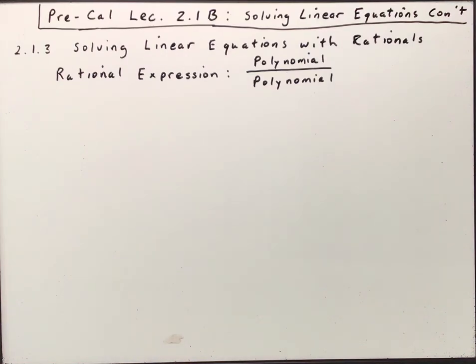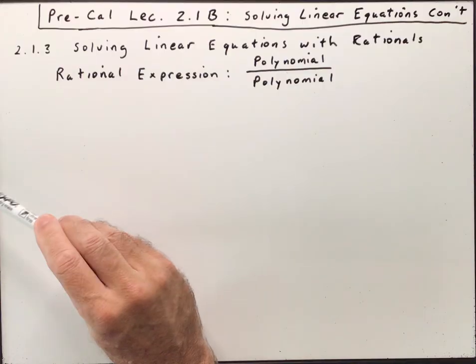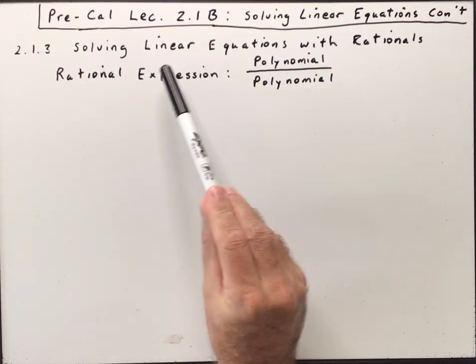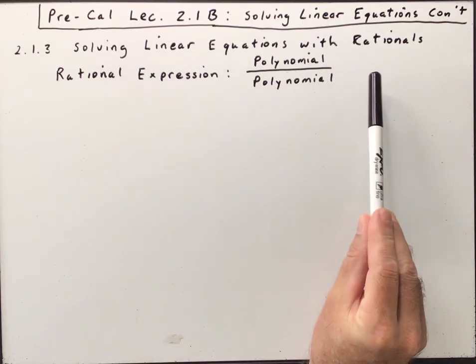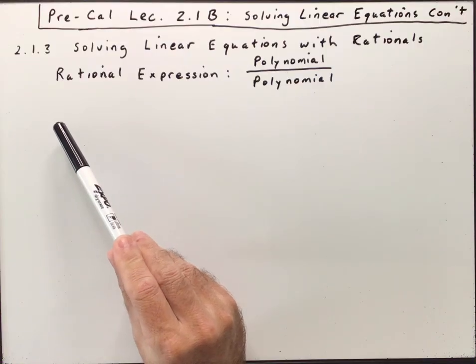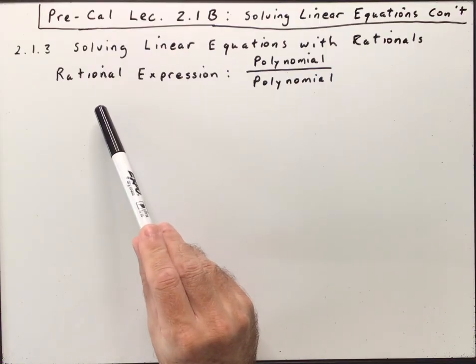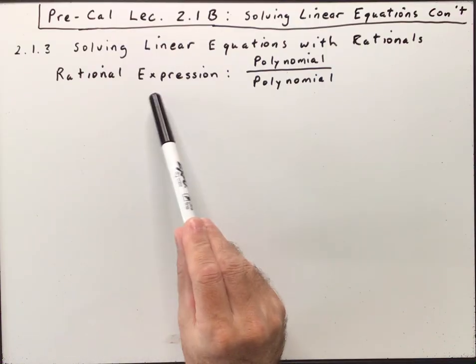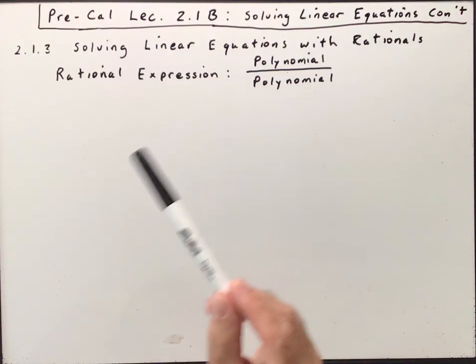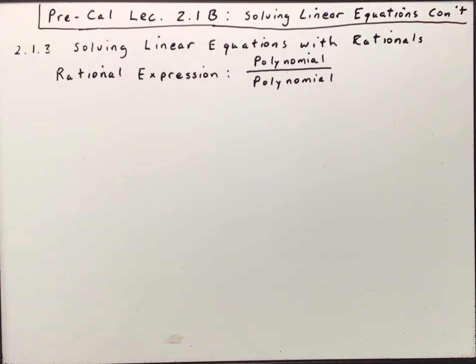Hello, welcome to Pre-Cal Lecture 2.1b, where we're going to continue our lecture on solving linear equations. So section 2.1.3, we're going to be talking about solving linear equations with rationals. And from last section, just remember that a rational expression is a polynomial over a polynomial.